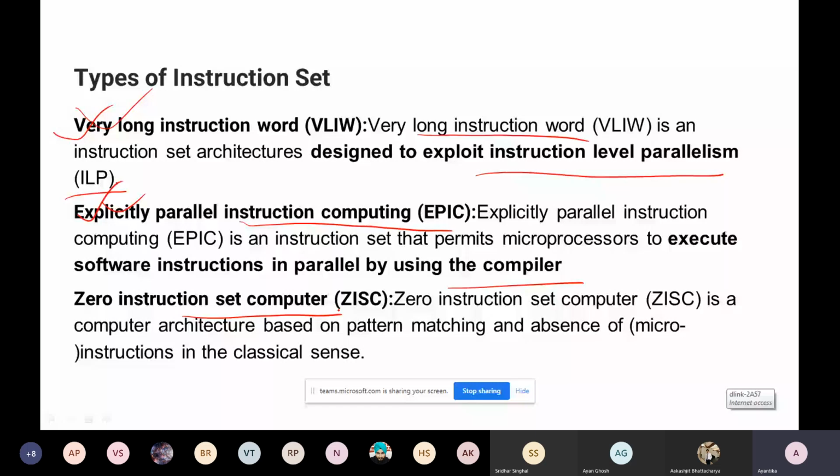To be specific, why are we calling it a computer at all? Because maybe in the classical sense, we are not storing any instruction, or we are not considering any particular instruction, but we are doing some pattern matching, and that way we are performing some processing. So these types of computers or processors, we term zero instruction set computers.